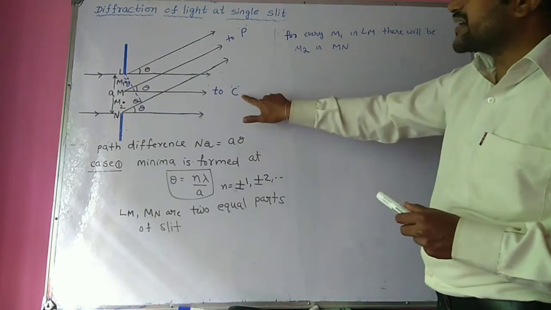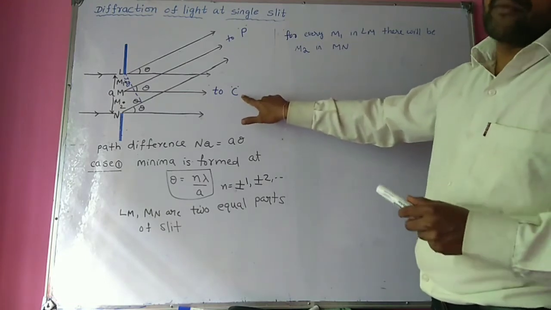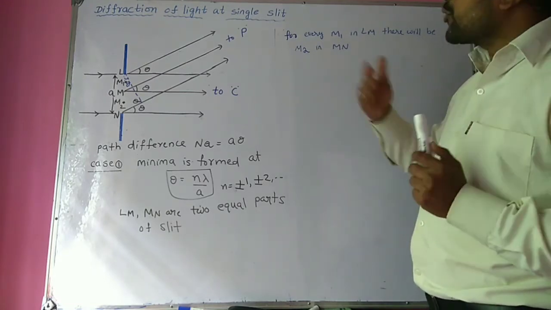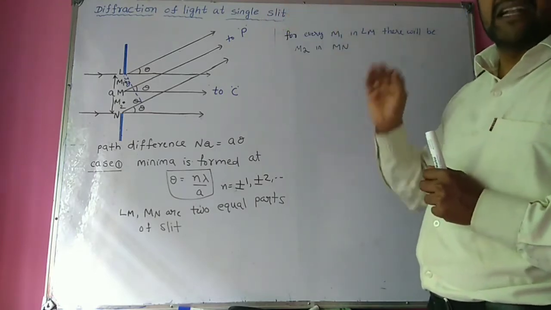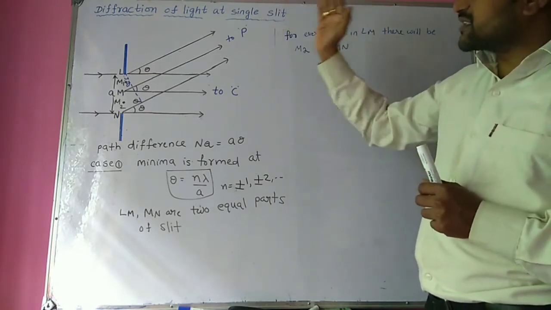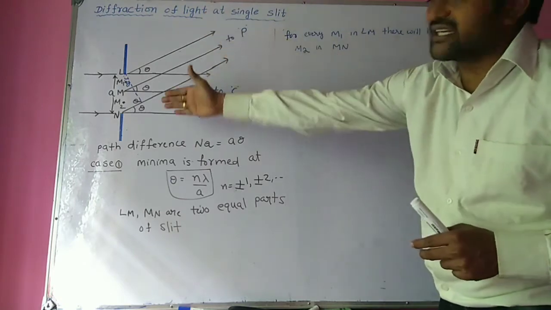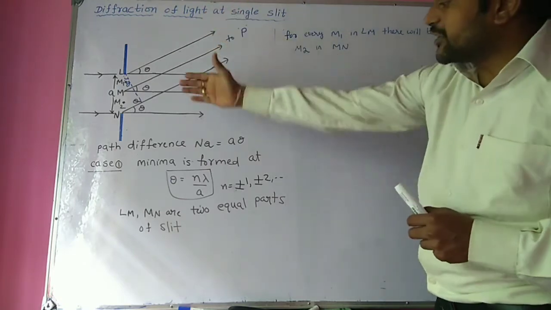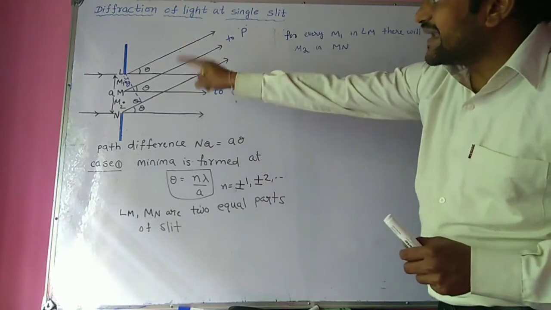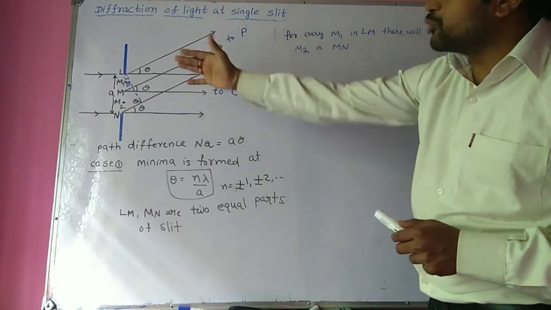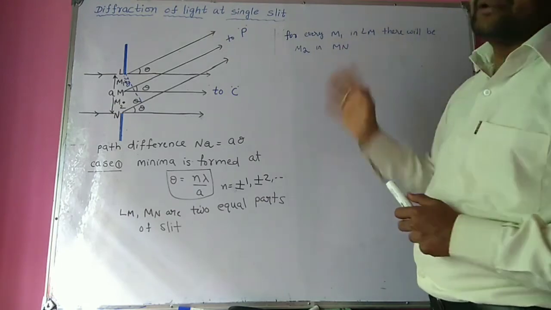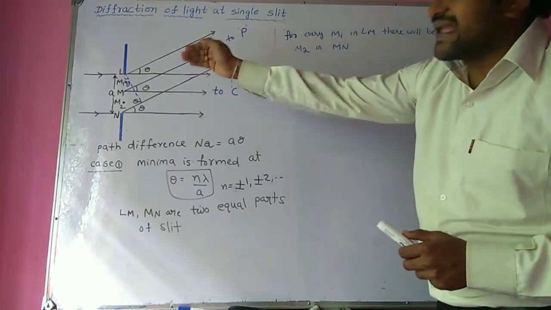Already we discussed that at point C, always a bright fringe is formed because the path difference is 0. Now we are going to find at point P whether the point P is bright or dark. That depends on the path difference of the secondary wavelets reaching from this slit. Now we divide the slit into two equal parts. Those are LM and MN. We have taken the 2 points M1 and M2. M1 and M2 are the similar points in the LM and MN.